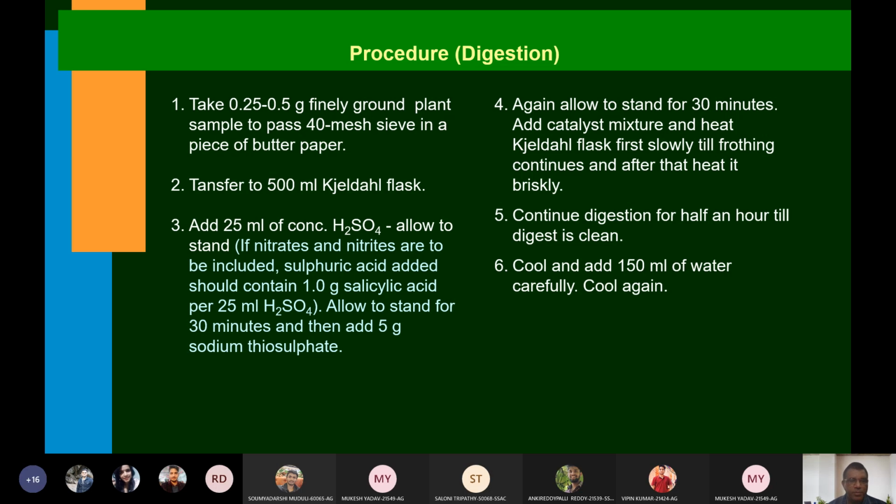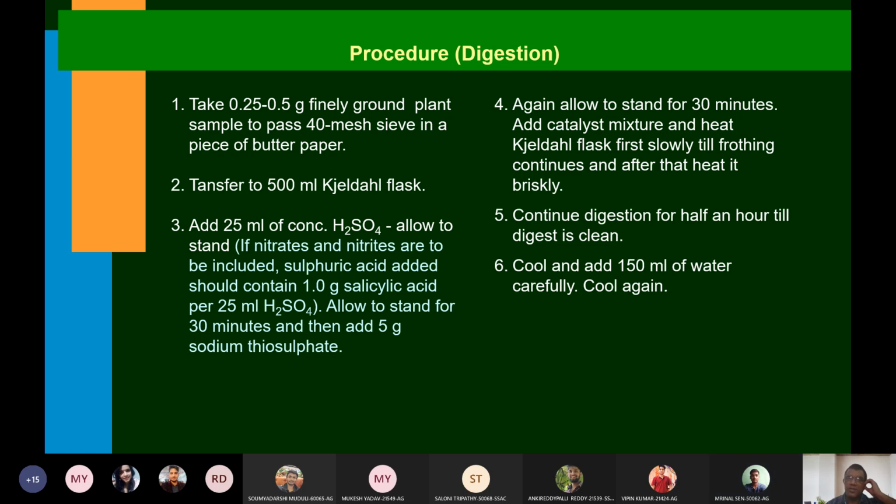So now you have seen the procedure of digestion. Do you have any question on this? Digestion. The water vapor is also transferred to the Geldal flask. Yes, sir? The butter paper, yeah, in the Geldal flask?